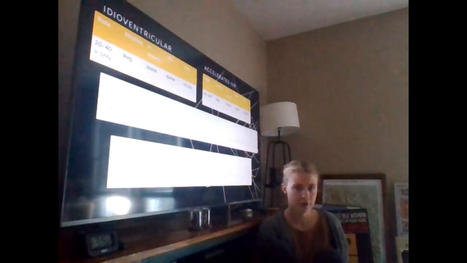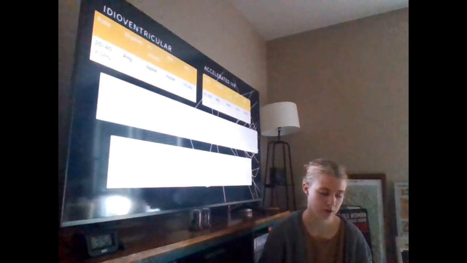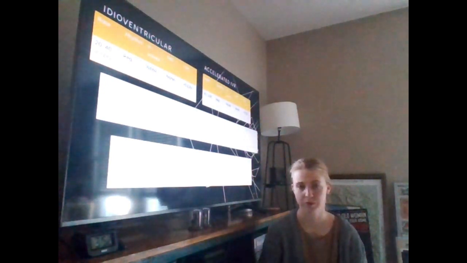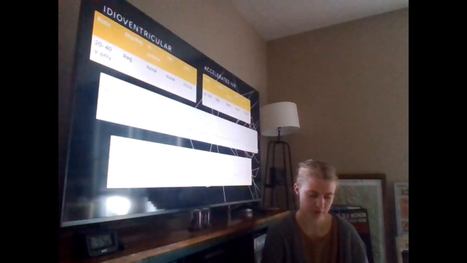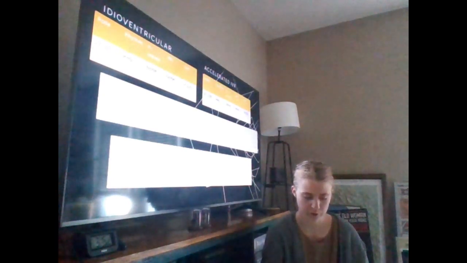Alright, and then you have idioventricular rhythms. Your baseline idioventricular rhythm is going to be at a rate between 20 and 40. You won't have any atrial activity. You will only see ventricular activity, which means you will not have a P wave. That's seen at this top slide right here. Notice no P waves, incredibly far apart, incredibly slow.